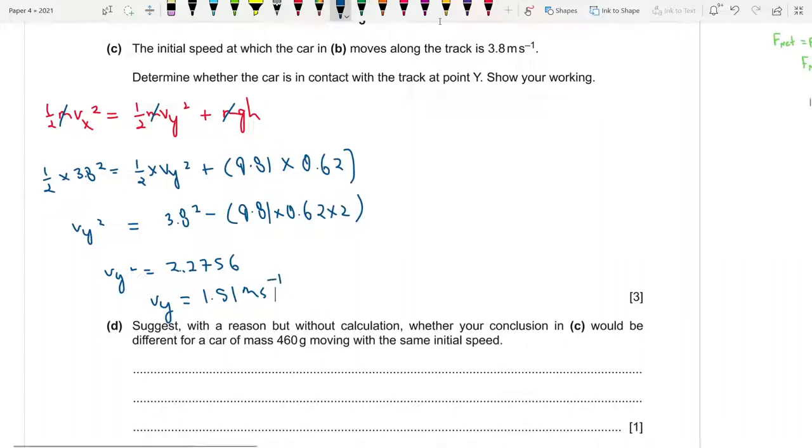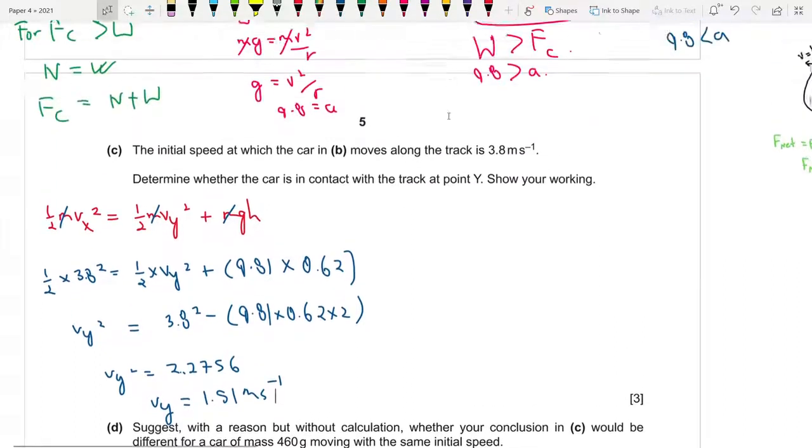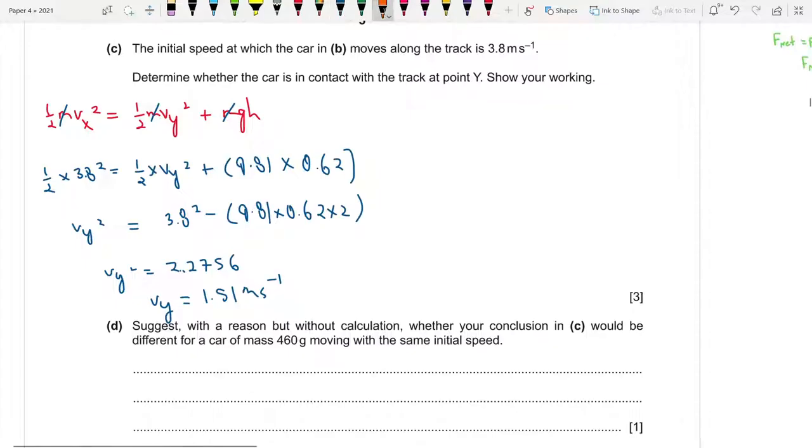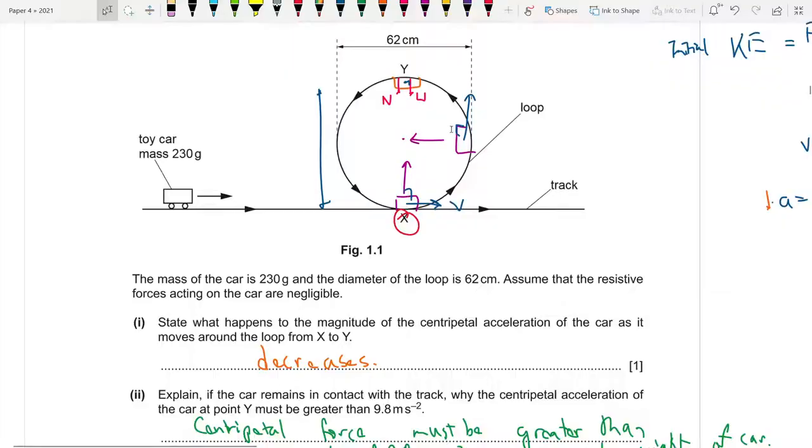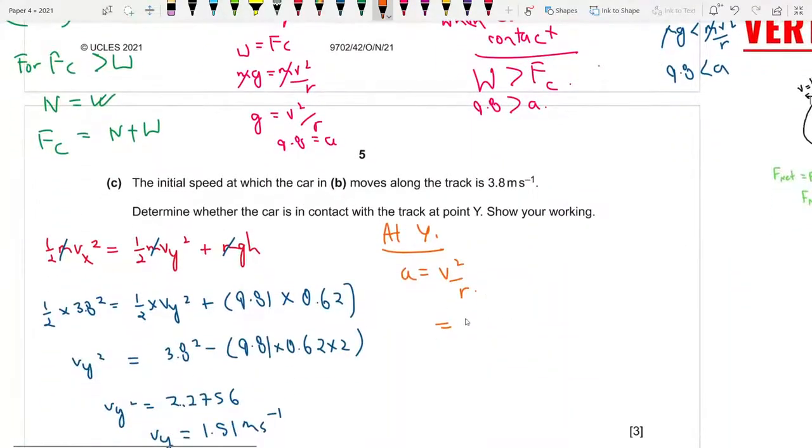So we need to determine whether the car is in contact. So what can we do? Now we can find out the acceleration at y. What is the value of centripetal acceleration? It's v square by r, right? So I'm using my calculator answer, and what is the radius of the track? It's 0.31 centimeters. So acceleration is equal to, at the top, 1.51 square divided by 0.31.